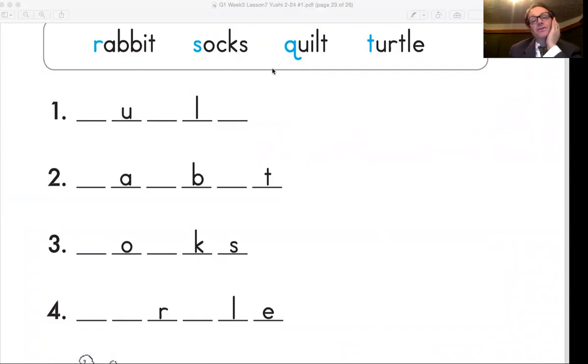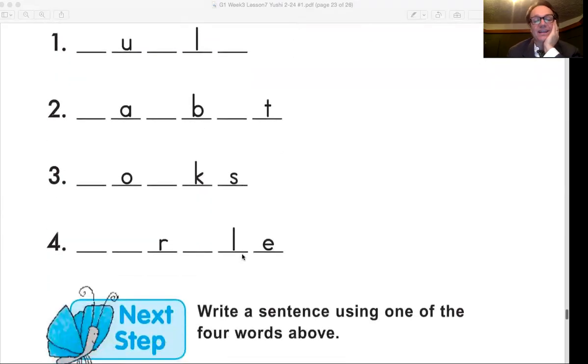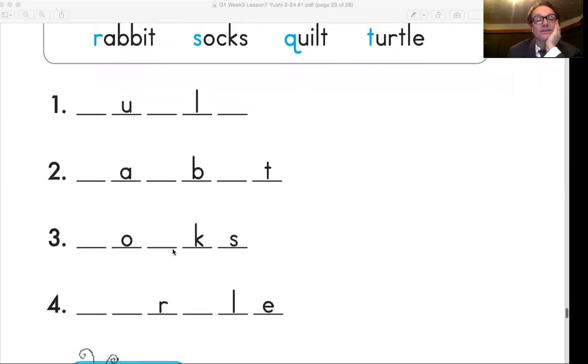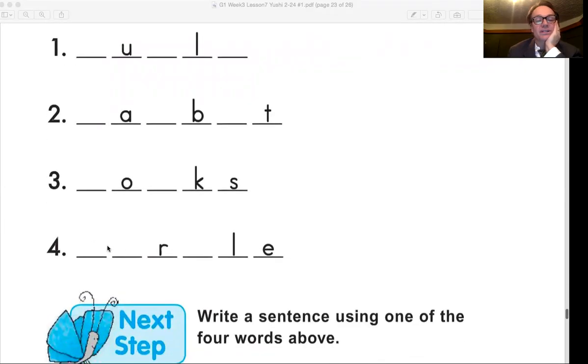Okay, so the first one I can see is the word quilt. You would say Q-U-I-L-T. The second one I can see is the word rabbit, R-A-B-B-I-T. Did you get that one right? The next one I can see here is the word socks, S-O-C-K-S. Did you fill in that? And the fourth one finally is the word turtle, T-U-R-T-L-E. Did you get those right?